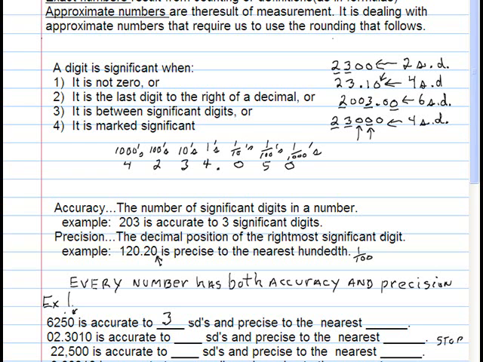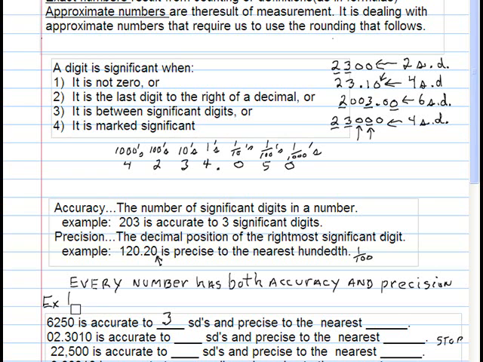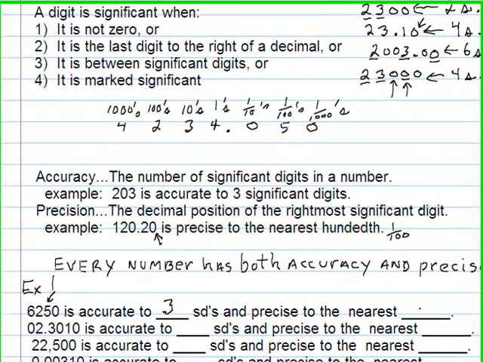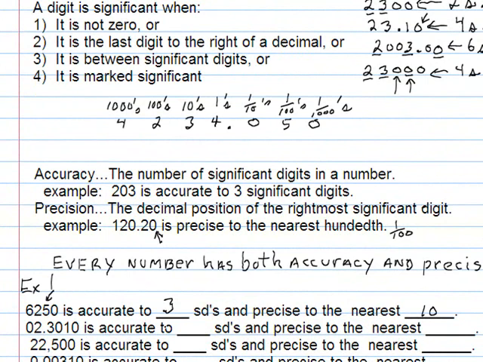Now, what is its precision? Well, the last significant digit here was the 5. The 5 is in the tens position, so we say it's precise to the nearest 10.